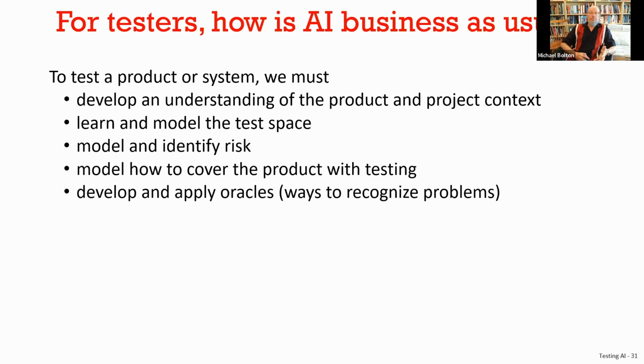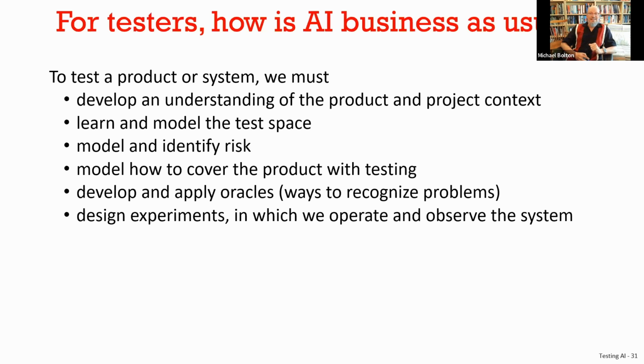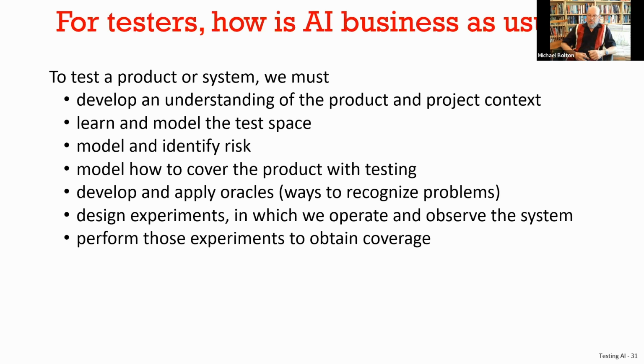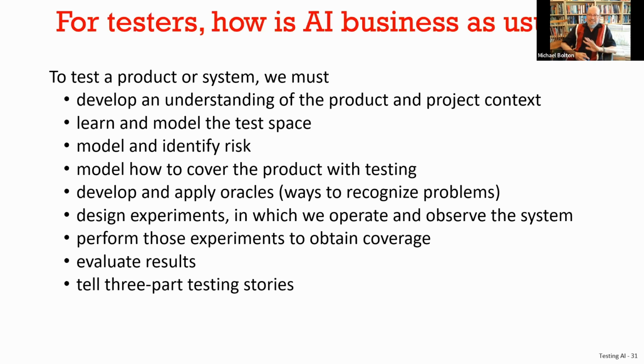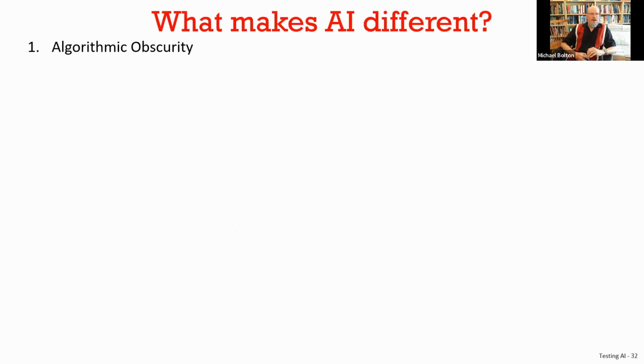We have to develop and apply oracles, set ways to recognize problems. We have to design and perform experiments in which we operate and observe and evaluate the system, perform those experiments to obtain that coverage. We have to evaluate the results, and we have to tell the three-part testing stories. That's normal. That's usual. But what's different? What's different about testing in an AI-based context? Well, we've identified 5 things.